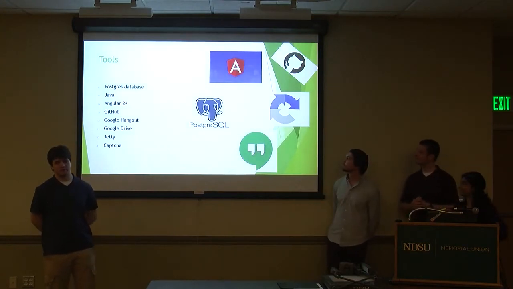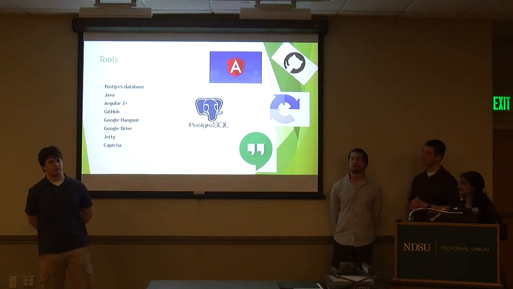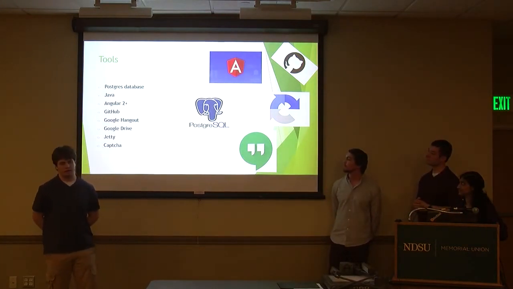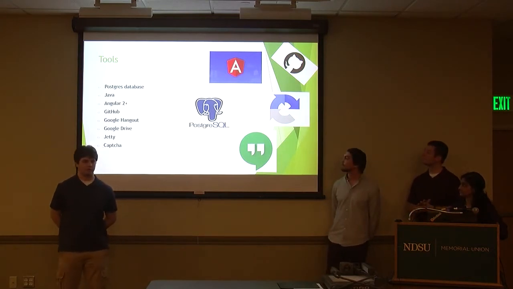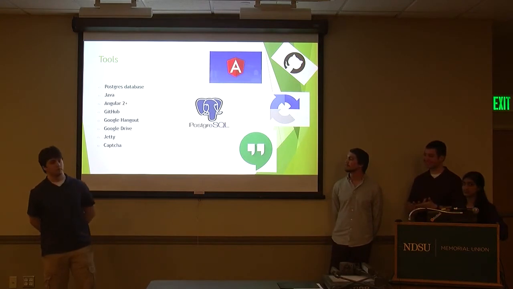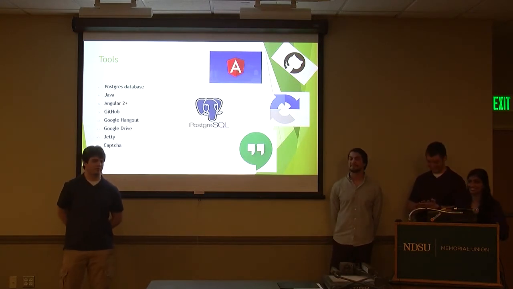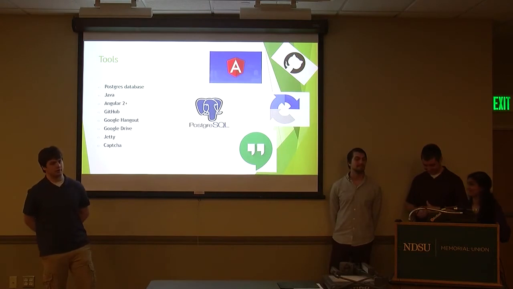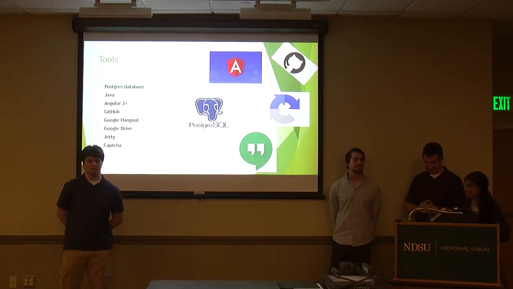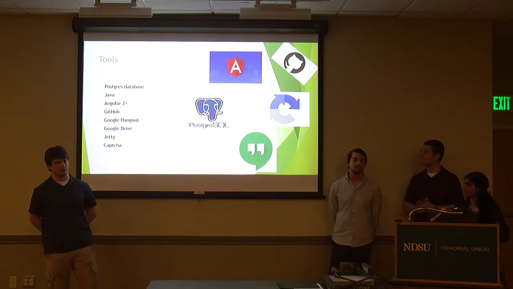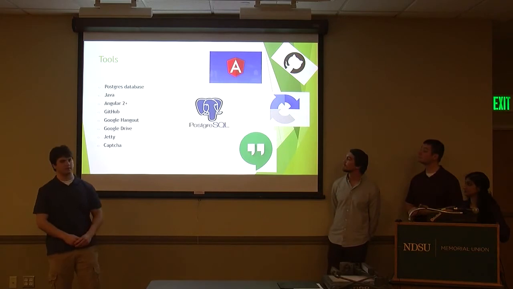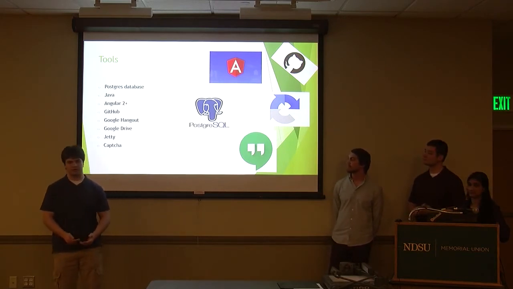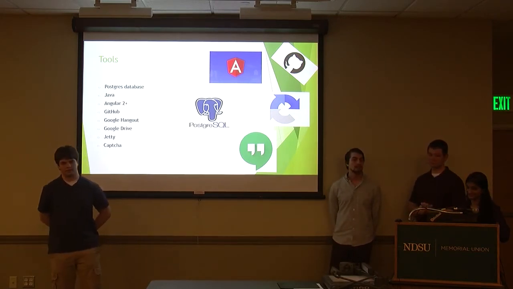So the tools that we used for this: we used a Postgres database to store the information about our users. We used Java for the back-end logic and Angular for the front-end design. We used GitHub to store all of our files for the project, Google Hangout to hang out with our sponsors, and Google Drive to store our documents for the class, our SRS documents and weekly reports. We use Jetty to host the server locally, and we use CAPTCHA to prevent spam from robots, so nothing harmful gets in the database.